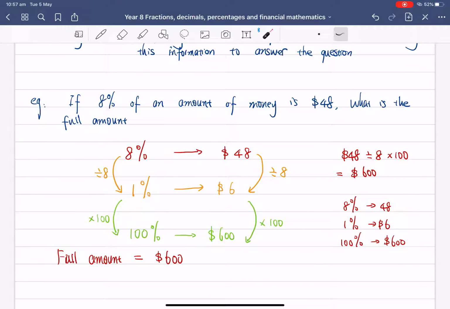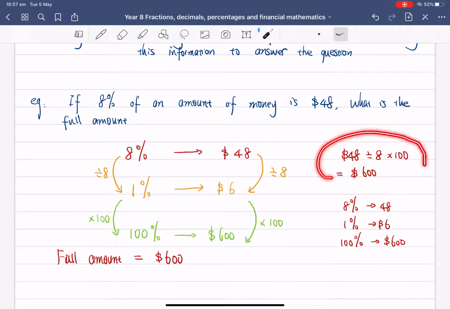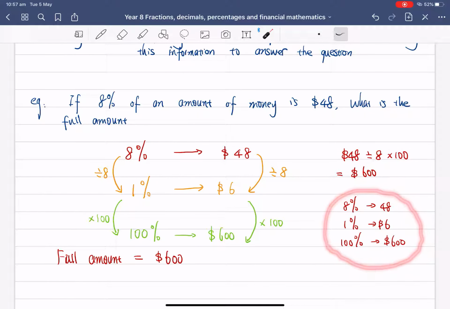This is the working you need to do. Obviously, when you do the calculation, you don't need to show this much working. All you need to do is change that: $48 divided by 8 to find 1%, and then multiply by 100. If you find this way a little bit confusing, you can set up your working like this. You start from 8%, which is equal to 48. You divide both sides by 8, you get 1%, and 1% is equivalent to $6. So therefore, 100% is equal to $600.